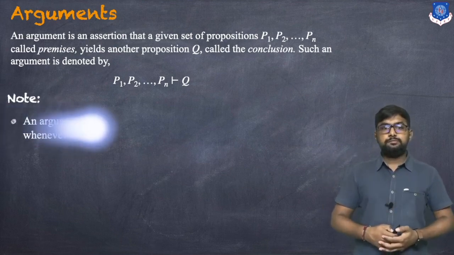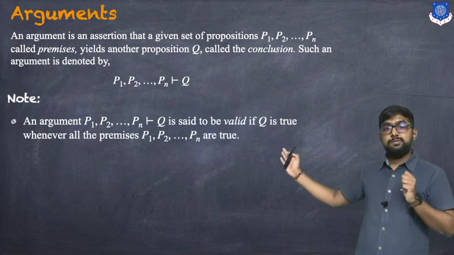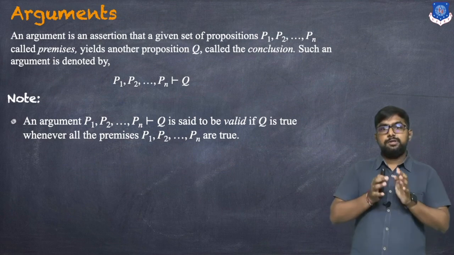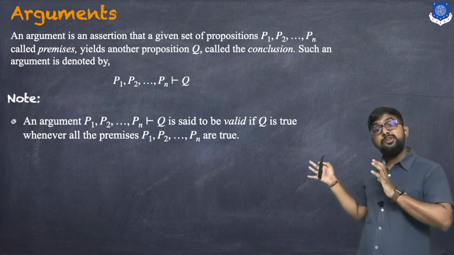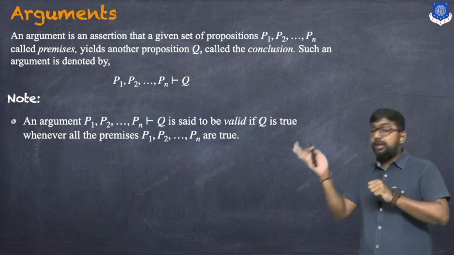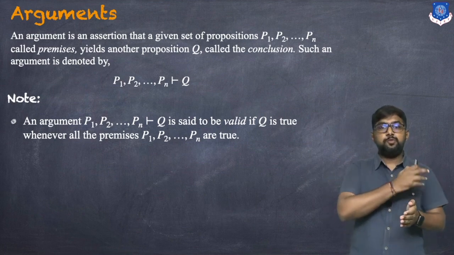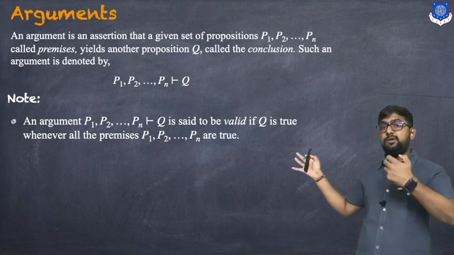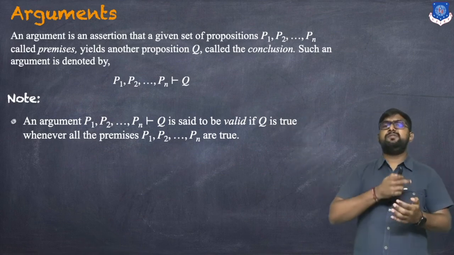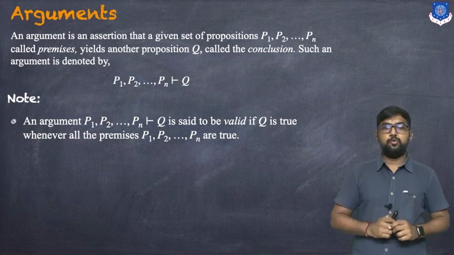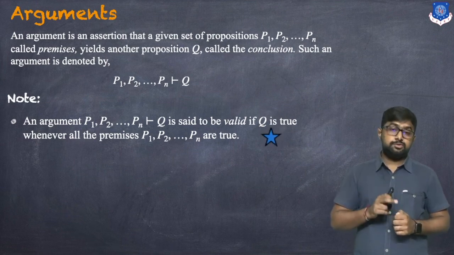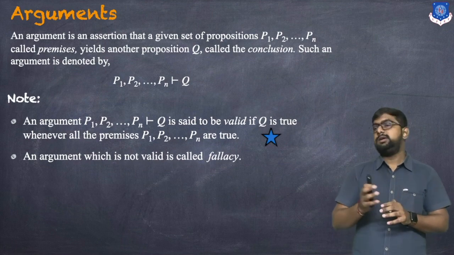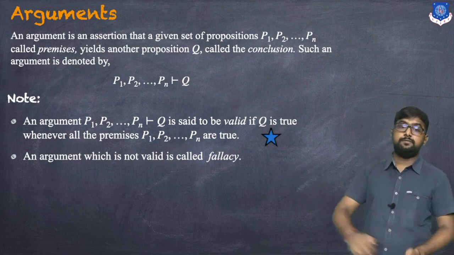Now note, an argument P1, P2 up to Pn, Q, is said to be valid if Q is true whenever all the premises P1, P2 up to Pn are true. Again, Q is true if and only if all the premises, that means P1, P2 up to Pn, are true. And we will use it, so this is very important. An argument which is not valid is called a fallacy.